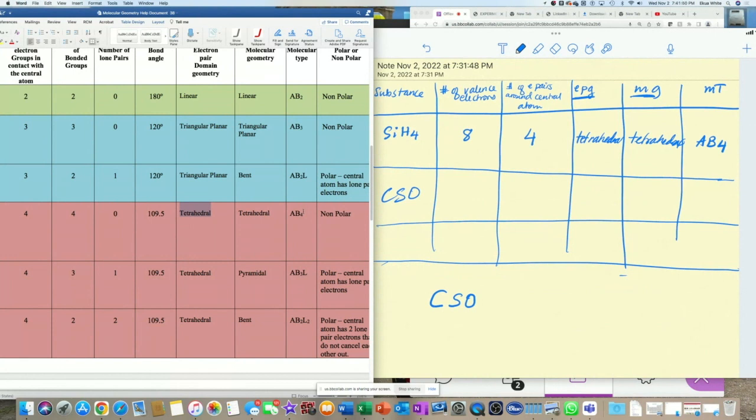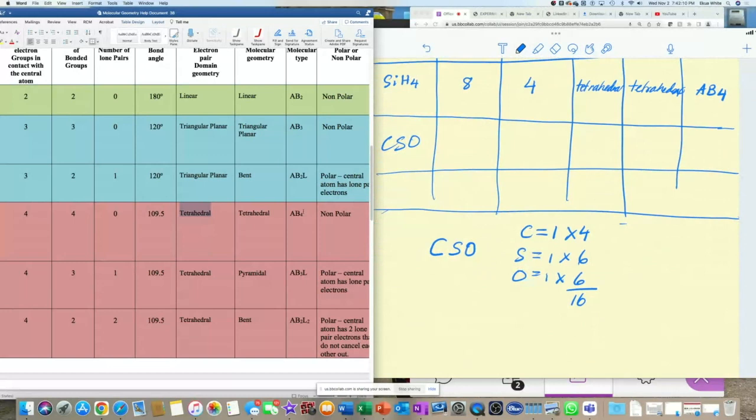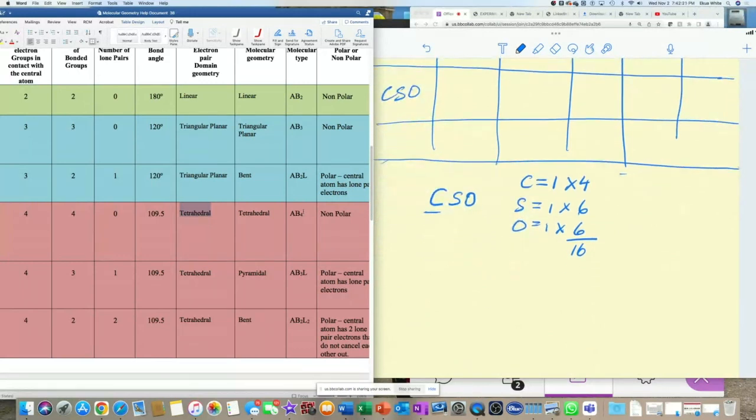With CSO, based on what we have here, let me see. I have one carbon in the structure, one sulfur, and one oxygen. So one of each, right? Carbon brings in 4 electrons, sulfur brings in 6 electrons, oxygen brings in 6 electrons. So we're working with 16 electrons total. Based on the Lewis rules, our central atom has to be carbon because it's the least electronegative or furthest away from fluorine. So carbon will be in the center, surrounded by sulfur and oxygen.